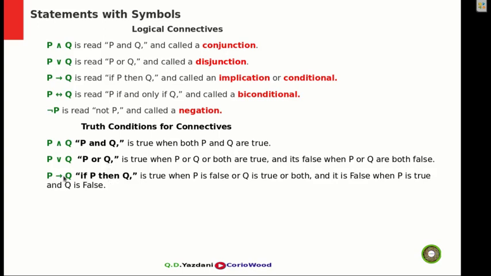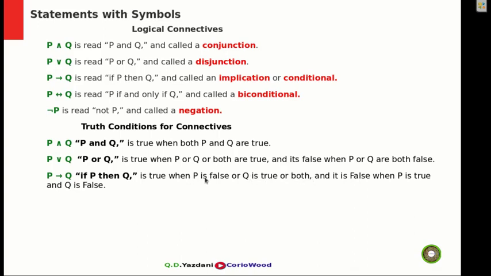If P then Q, or P implies Q, is true when P is false or Q is true, or both. So it's true if P is false, the first bit, and we're going to see in the next slide what we mean by the first bit. There are two bits here: the first bit, and then Q. So if the first bit is false and the second bit is true, then it's true.